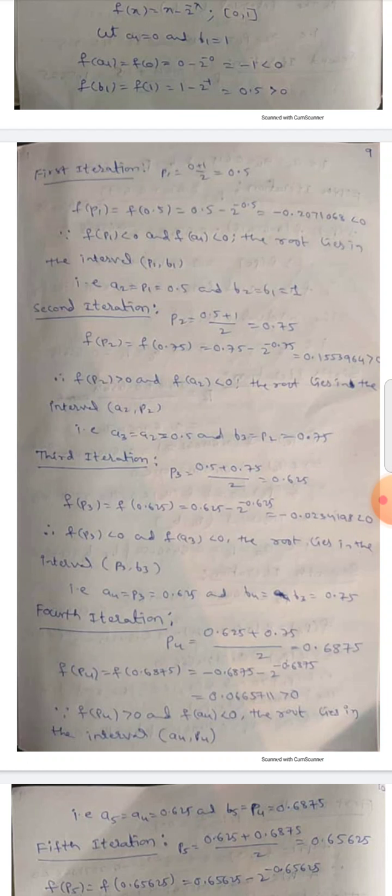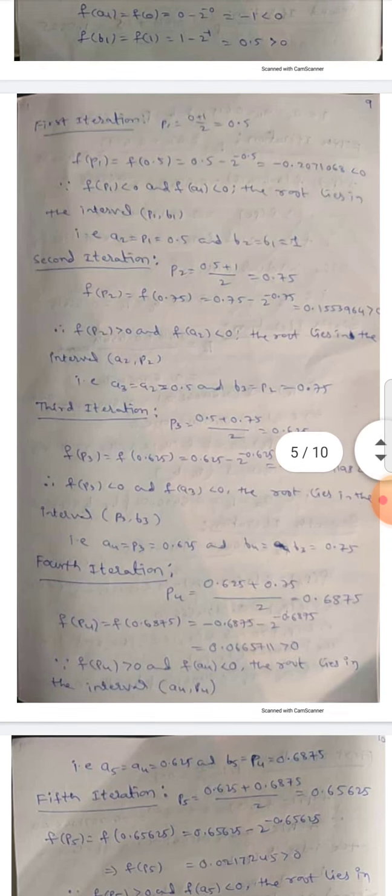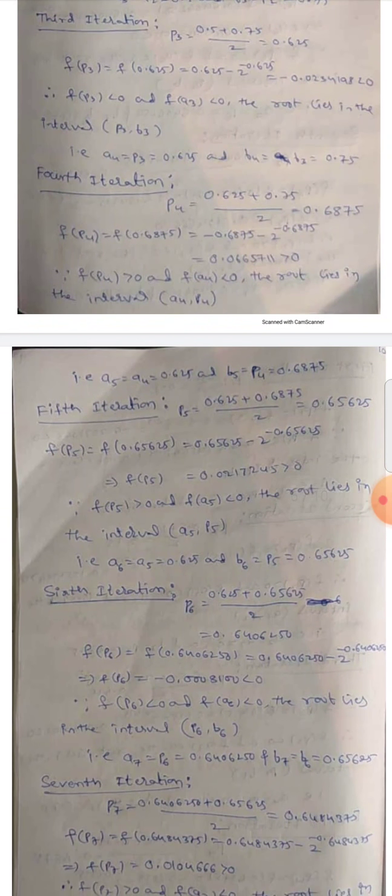Third iteration, p3 is equal to 0.5 plus 0.75 by 2, equal to 0.625. f of p3 is equal to f of 0.625 equals 0.625 minus 2 power minus 0.625. If we simplify this, it is minus 0.0234198. This is less than 0. Since f of p3 is less than 0 and f of a3 is less than 0, the root lies in the interval p3 comma b3. That is, a4 is equal to p3 equals 0.625 and b4 is equal to b3 equals 0.75.